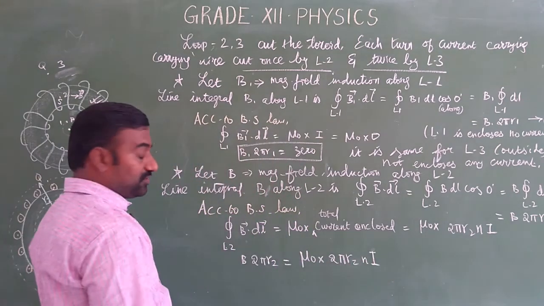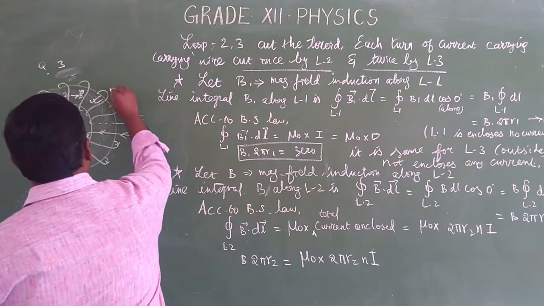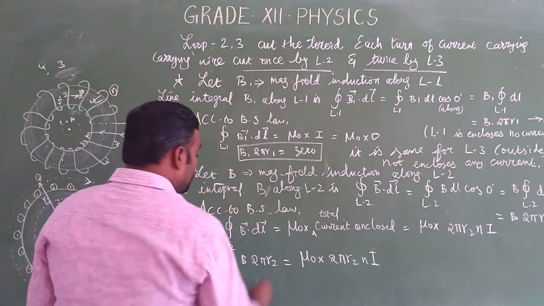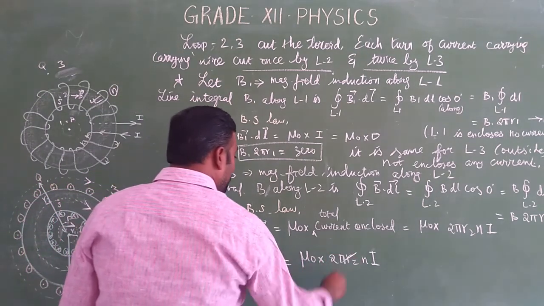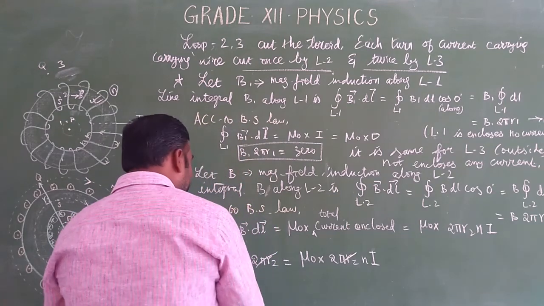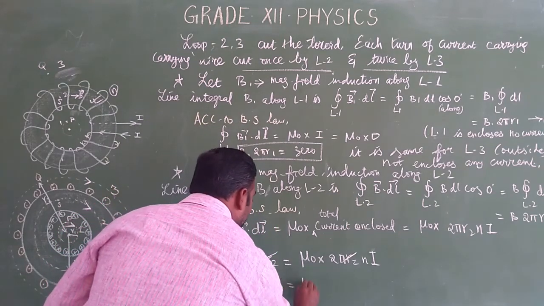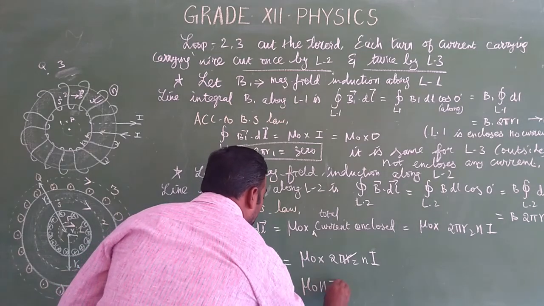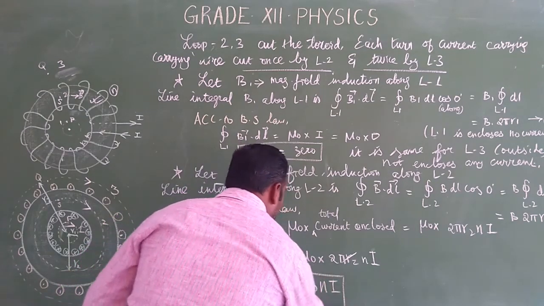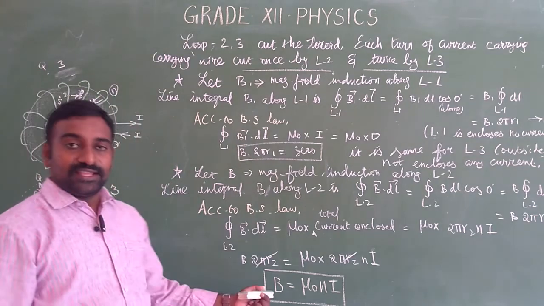And we do not know how many turns there are, so we have n number of turns in this toroid. So 2 pi R2 and 2 pi R2 cancel. Finally, we have the magnetic field on the surface, which is equal to mu naught Ni. If you look at this, whatever magnetic field we got for the solenoid, the same is for the toroid.